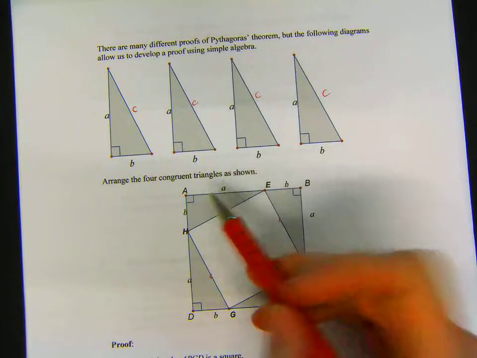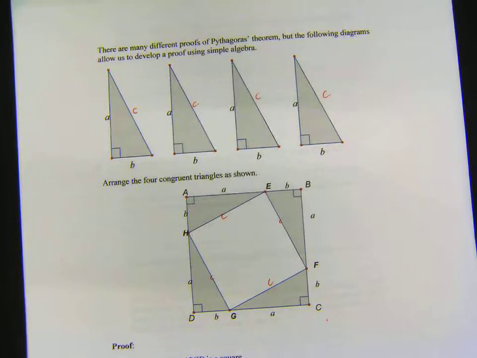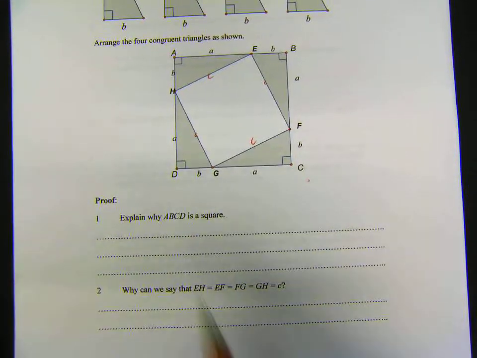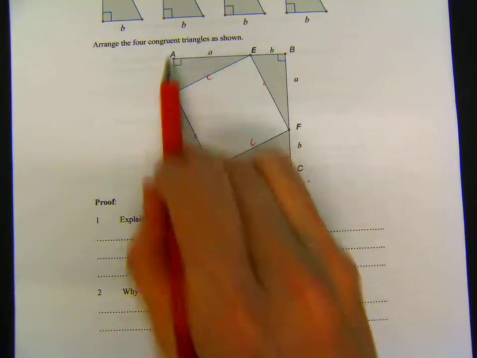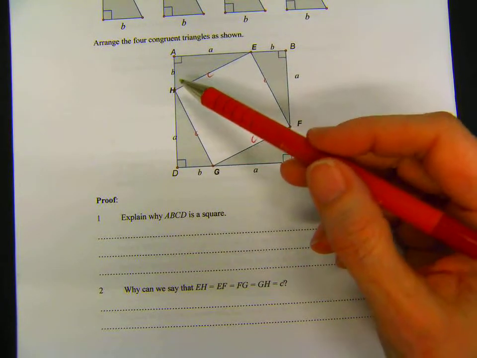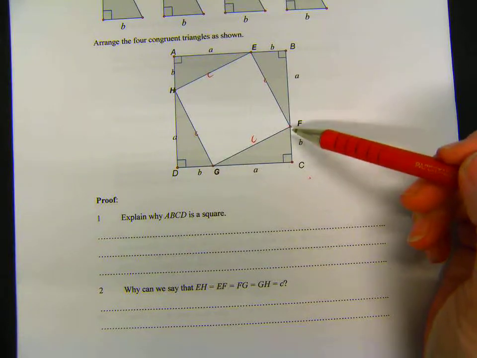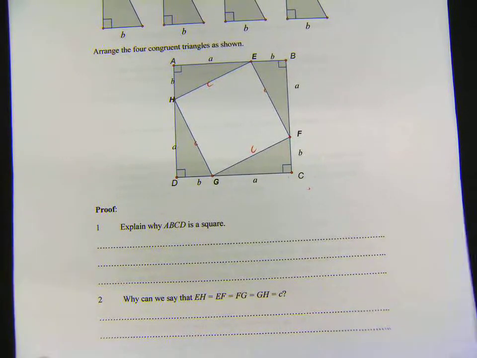Explain why A, B, C, D, the big one, is a square. And I would write down in words that it has 4 right angles and 4 equal sides. Each side is A plus B long. Okay. What can we say about EH, or why can we say that EH is equal to EF is equal to FG is equal to GH, and that's all C? Because those are all the hypotenuses of congruent triangles. Those should all be the same. And so we know that all of those sides are equal.